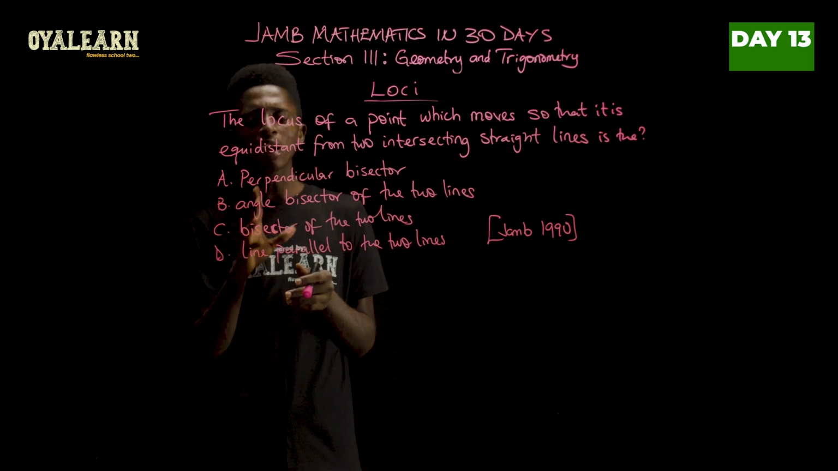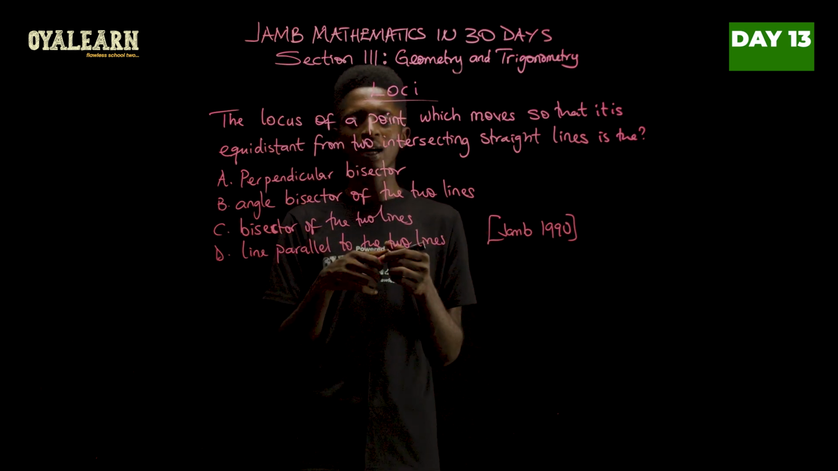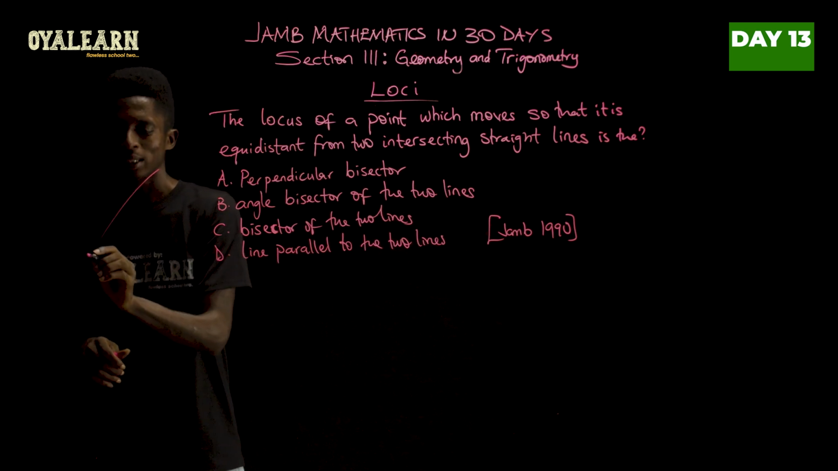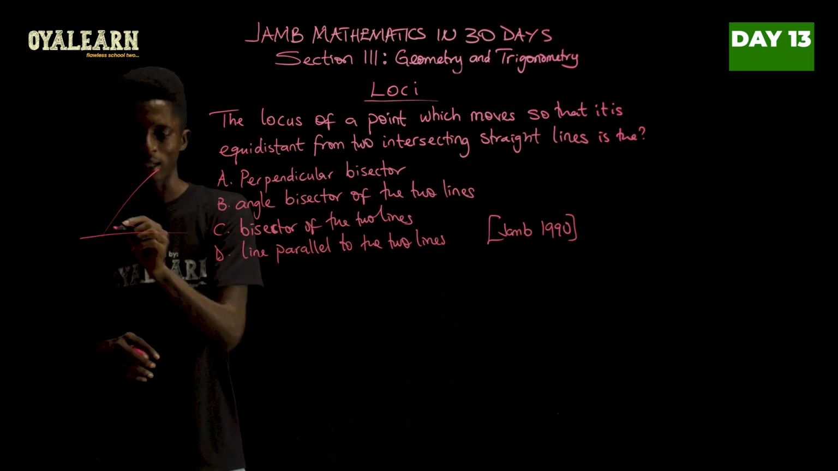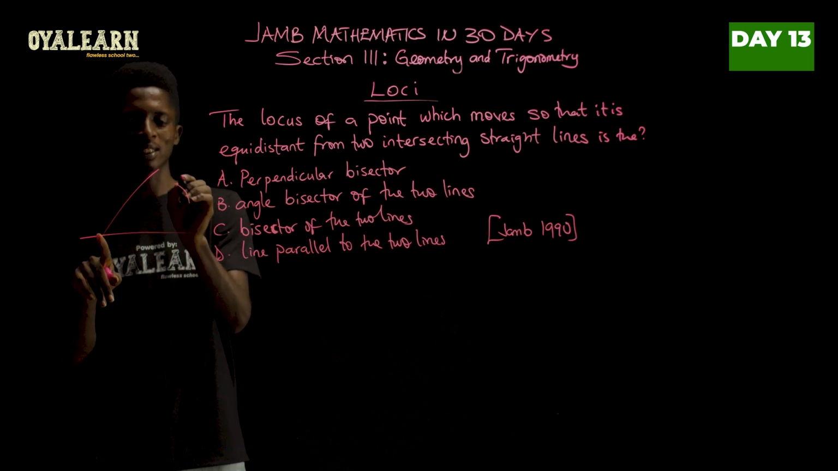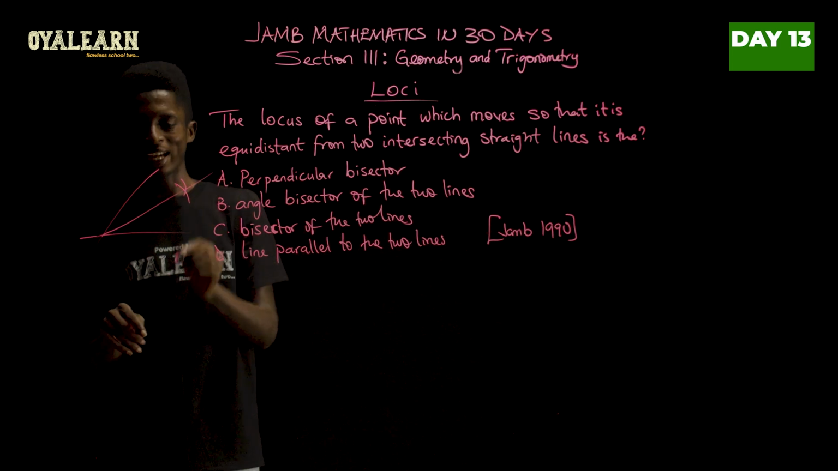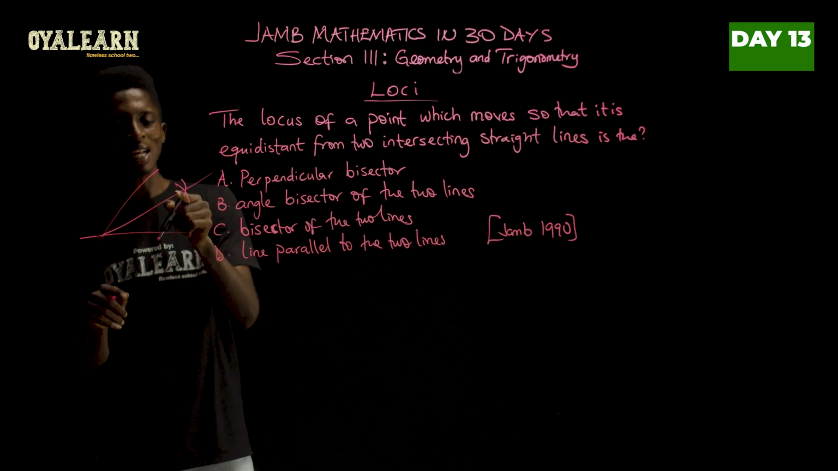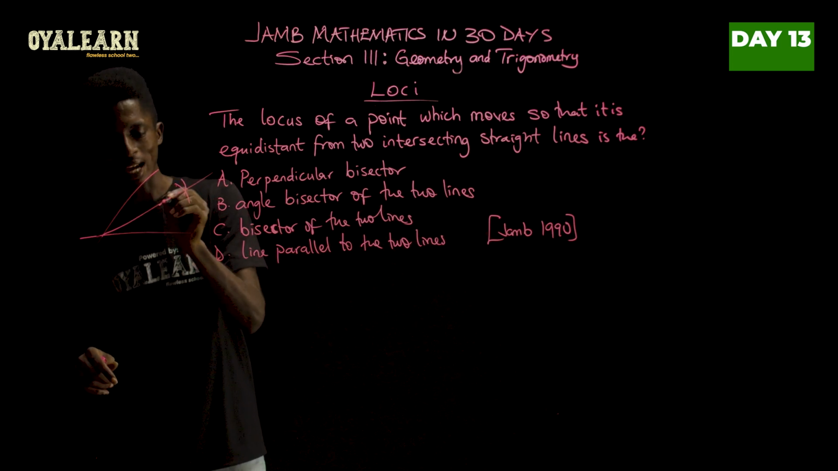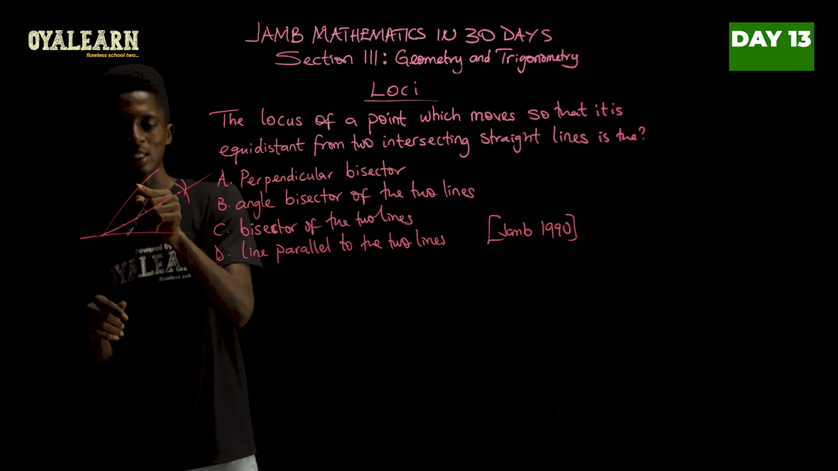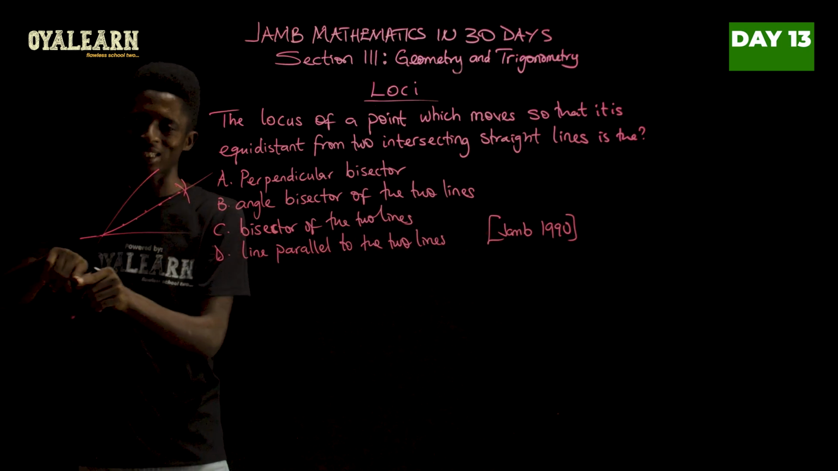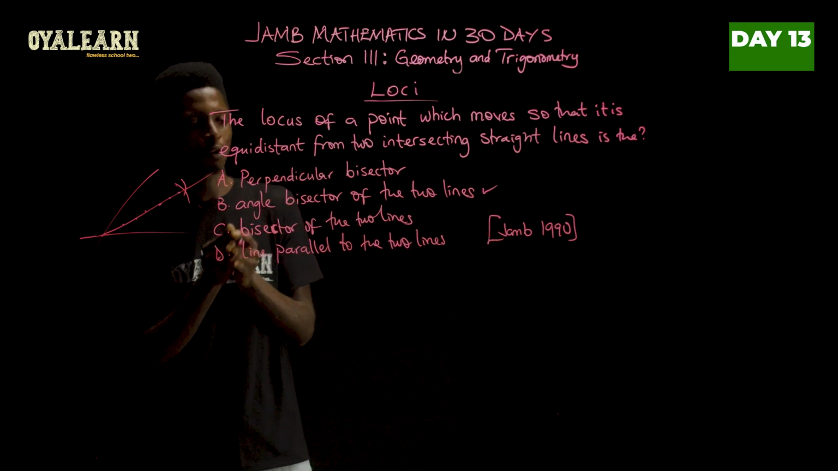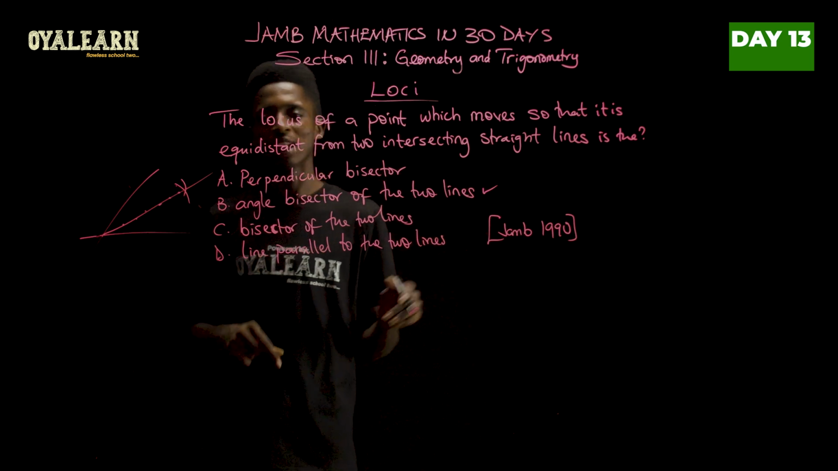In the case of angle bisector, like when you consider a construction of an angle, for example, you're going to have 2 lines that will intersect to form an angle like this. So by the time you try to bisect this, what you create is a line that is equidistant from these 2 lines. So we see that every point on this line is equidistant from these 2 intersecting lines. So we see that the answer here is B. So the correct answer is angle bisector of the 2 lines.